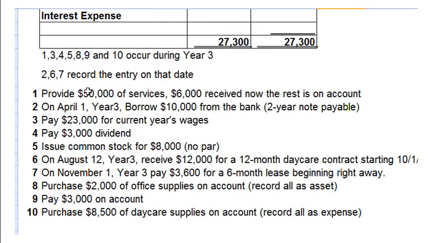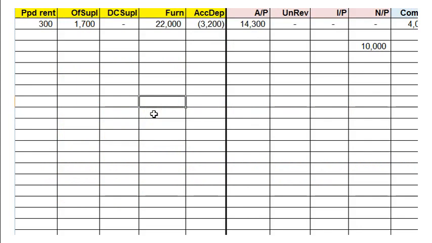Transaction 2 is one of those entries where we want to record this as if we're actually recording it on April 1st of year 3. So on April 1st, the company borrows $10,000 from the bank. That should be a simple transaction where you will increase cash and increase a liability account. In this case, I've provided choices of titles for you. The best choice in this case, because the problem indicates it's a note.